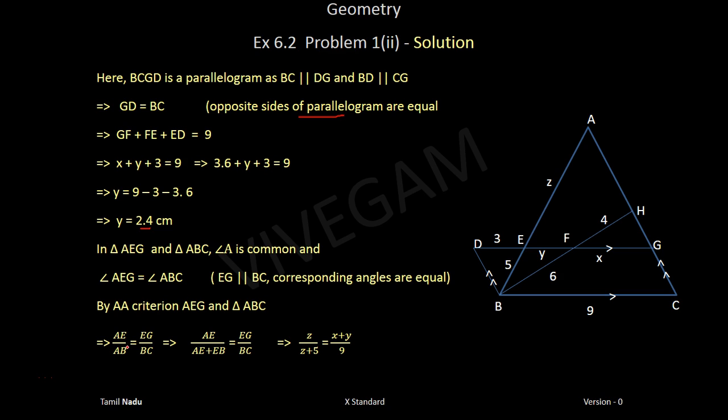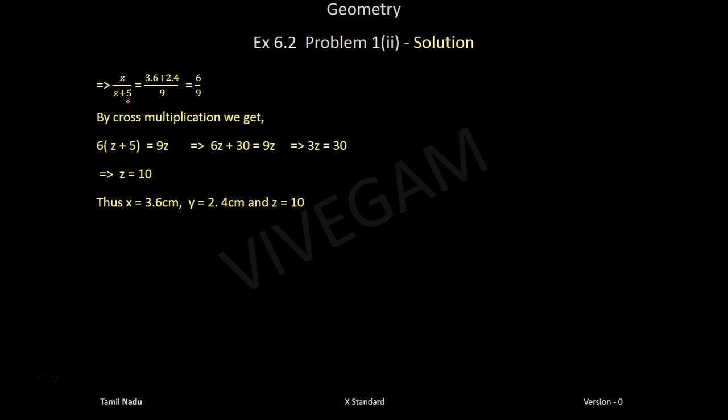Okay, so AE divided by AB is what? That is AE divided by AE plus EB. Now we substitute all these values. AE is Z. AE plus EB is Z plus 5. Z over Z plus 5 will be equal to EG divided by BC. EG is X plus Y, BC is 9. Now you know the value of X and you know the value of Y. Substitute all these, you will get Z by Z plus 5 equal to 3.6 plus 2.4, X is 3.6, Y is 2.4, divided by 9, that is 6 by 9.